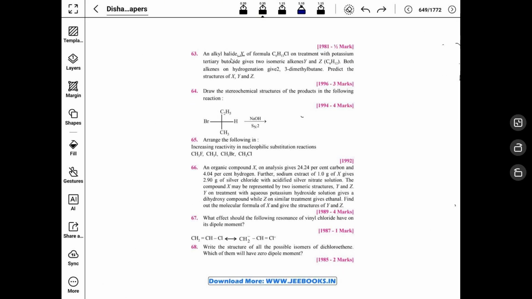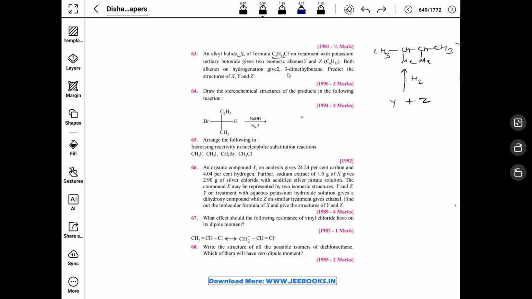Question number 63 is very interesting. An alkyl halide X of formula C6H13Cl on treatment with potassium tertiary butoxide gives two isomeric alkenes. It means there is an elimination, and these alkenes on hydrogenation, we know that it saturates the double bond, so it will give 2,3-dimethylbutane. So we know only the structure of 2,3-dimethylbutane. Let's draw the structure of 2,3-dimethylbutane. Okay, this is 2,3-dimethylbutane, and this is formed by the hydrogenation of Y and Z.